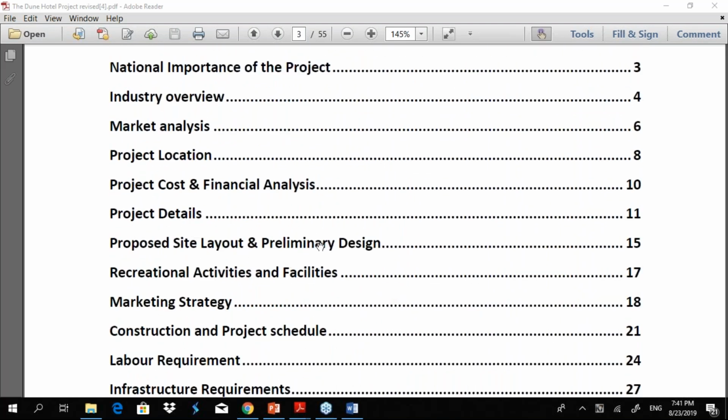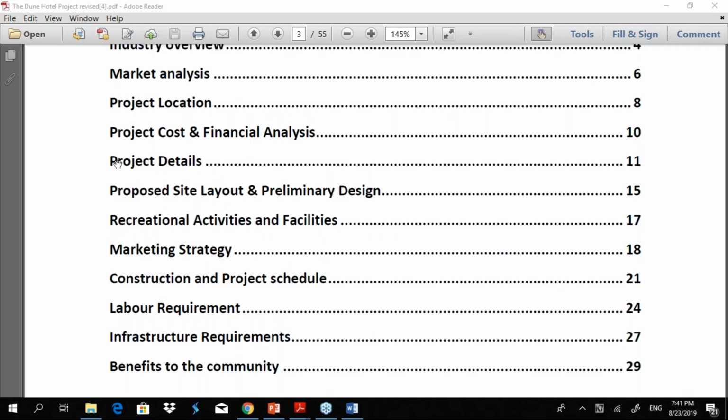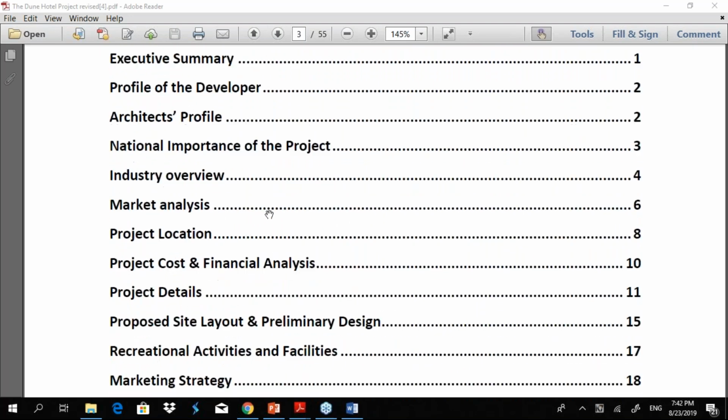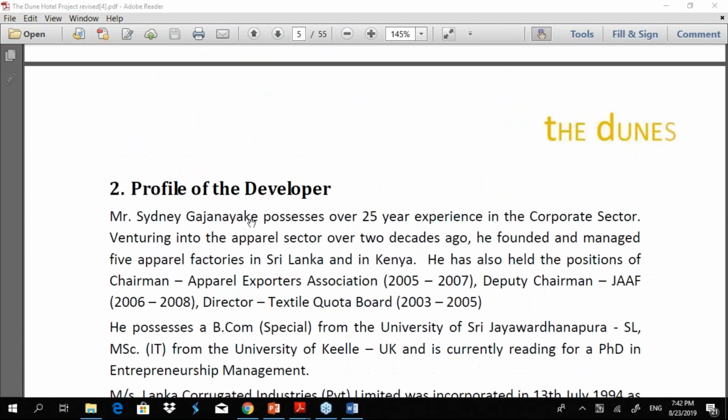Then you see site layout, design, recreational activities, marketing strategy, construction and project schedule, labor requirement. That is your whole HR, organizational structure, labor requirement, salaries, wages. The entire thing should be covered here. Infrastructure, and then also benefits to the local community. So what you include in a business case will depend on your requirements to convince investors and to get the buy-in. In some reports you will see 5 forces analysis or SWOT analysis or risk assessment. You can include as you want. So this is just a sample that I wanted to show you. And then the detail will keep on going.